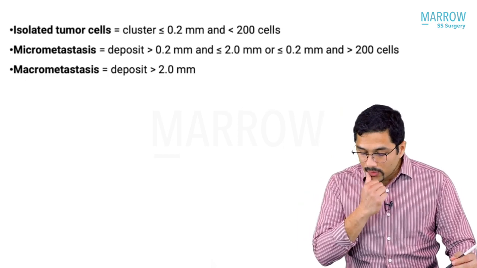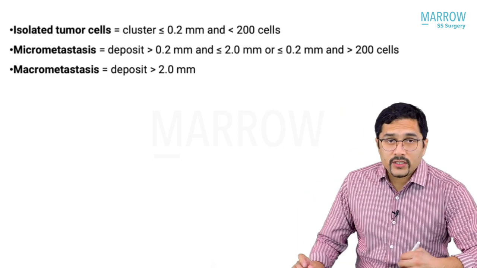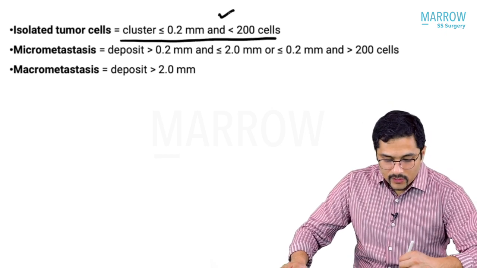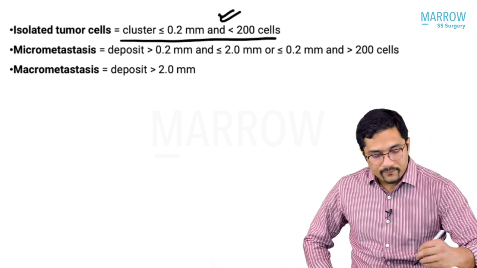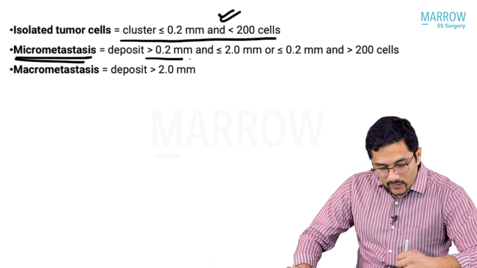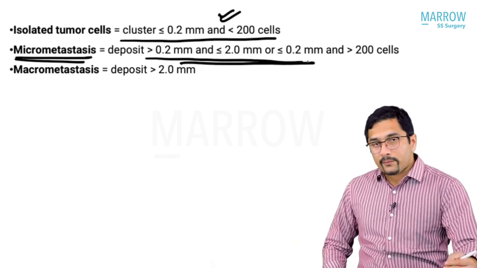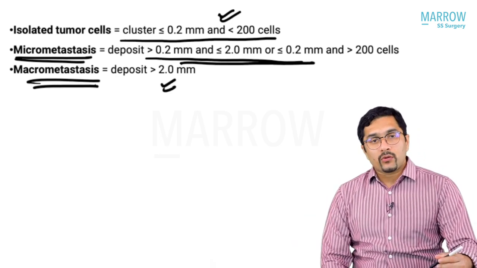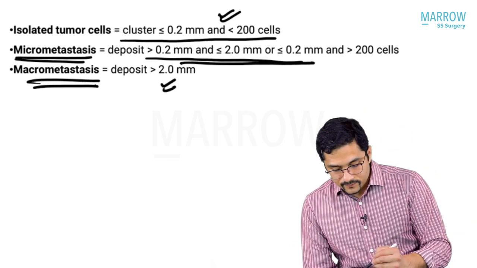Again, some new terms which you should know. Isolated tumor cells, if you see them in a lymph node, are a cluster of less than 200 cells. Micrometastasis is a cluster of more than 200 cells or a deposit less than 0.2 mm, and macrometastasis is a deposit more than 2 millimeters.